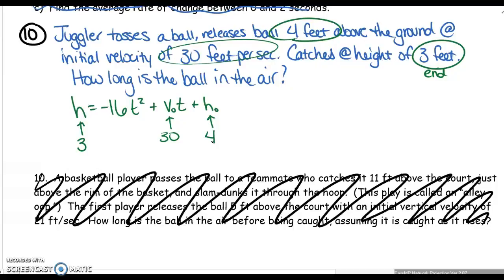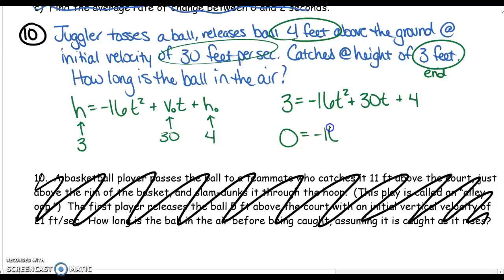So our equation is going to be 3 equals negative 16t squared plus 30t plus 4. We can use the quadratic formula for this, but this equation is not currently set up properly for the quadratic formula. What's wrong with it? It doesn't say equals 0. How do we get this to say equals 0? Subtract 3. So we will have 0 equals negative 16t squared plus 30t plus 1.